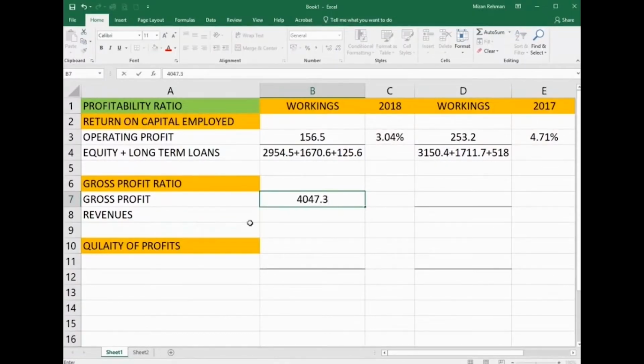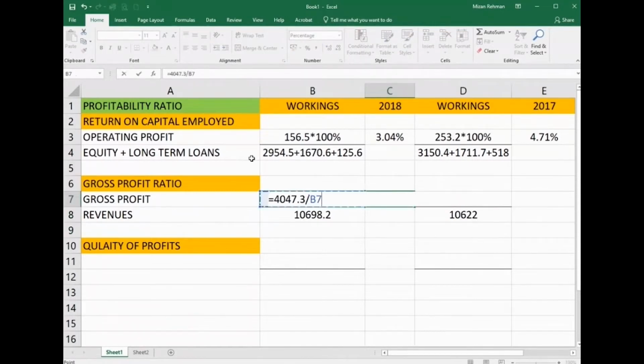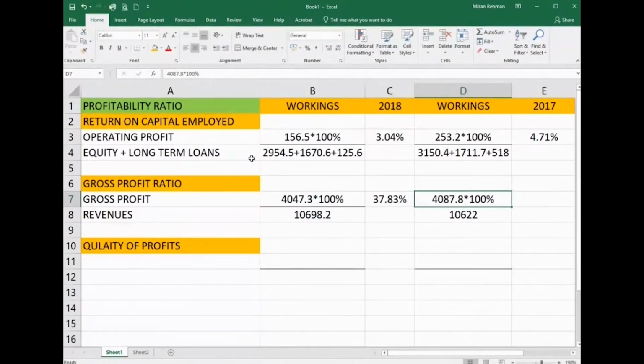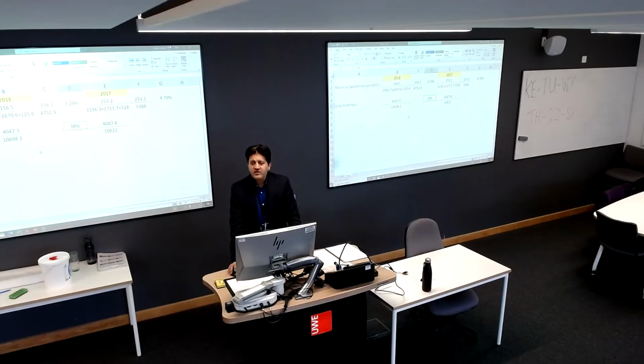So I'll pick the figures from here, 4047.3 and 4087.8 divided by turnover or revenue, 10698.2 and 10622. Percent. It is a big figure, so decimal places are not really needed.